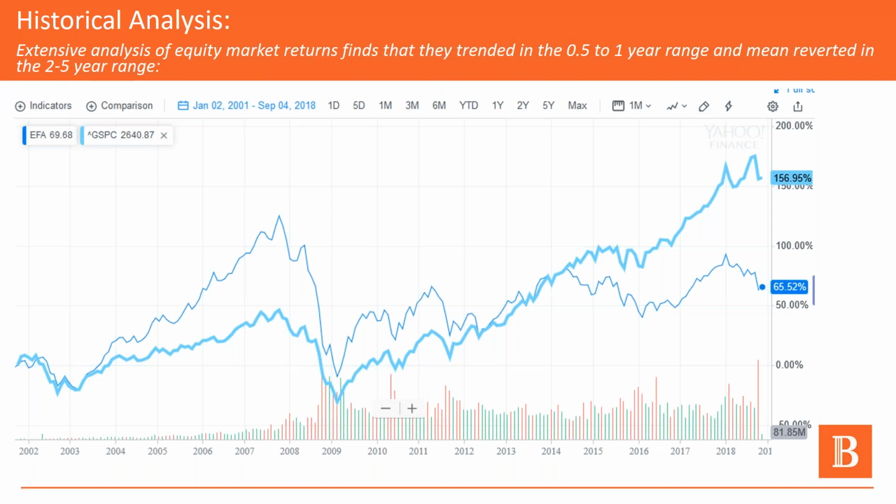And what this is showing is that in the first decade of the new millennium, the international stock market was substantially outperforming the U.S. stock market, adjusted for currency. But what's happened in the past 5 years is that the U.S. market has very substantially outperformed the foreign market.